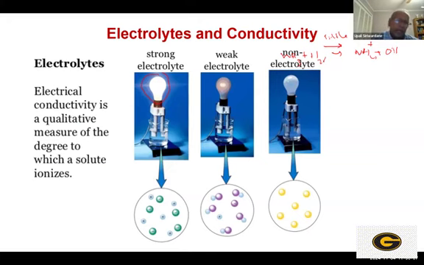Electric conductivity is measured by a voltmeter, or a bulb in this case. The higher the current passing through the circuit, the higher the conductivity of the solution. Therefore, when the bulb glows brighter, it means a strong electrolyte.